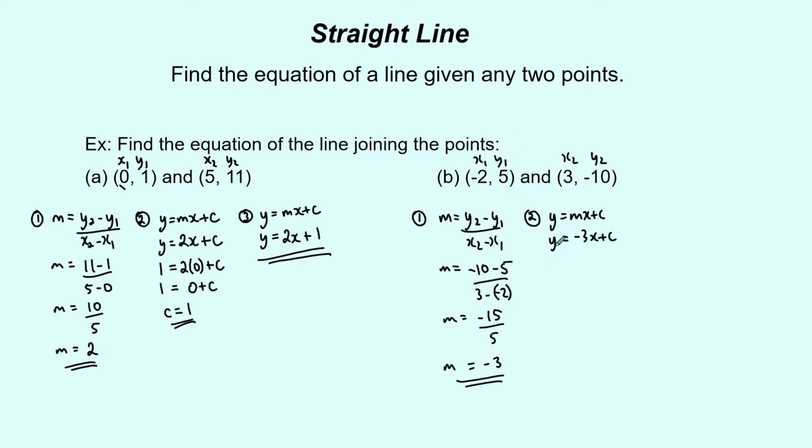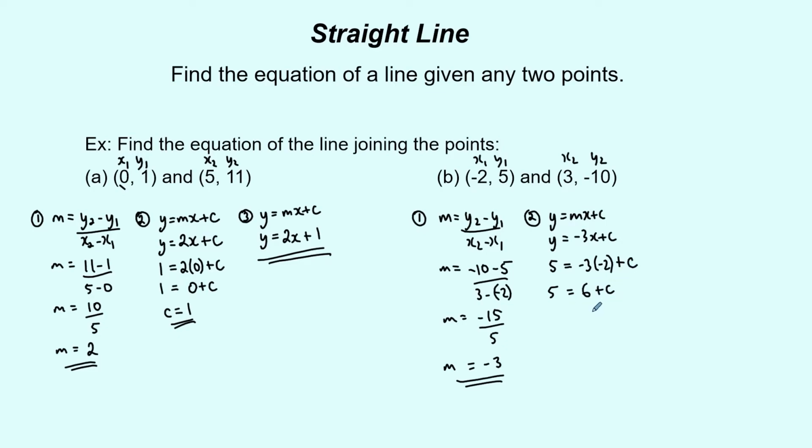The y coordinate was 5, equals negative 3 times the x coordinate, which is negative 2, plus c, which we don't know yet. C is our y-intercept, remember. So 5 equals negative 3 times negative 2, which gives us a positive 6, so 6 plus c.